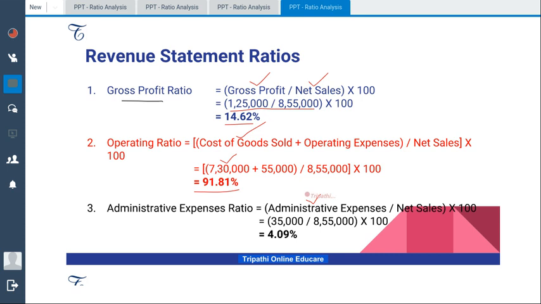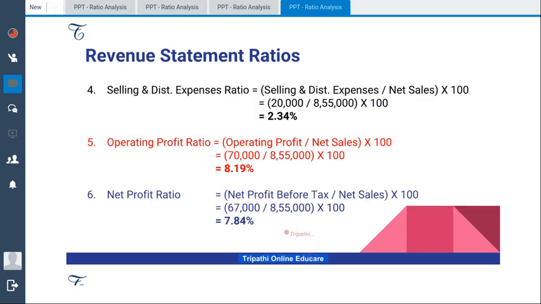So we have taken 35,000 upon 8,55,000 into 100. So that will give us 4.09%. So the administrative expense ratio of this company is 4.09%.